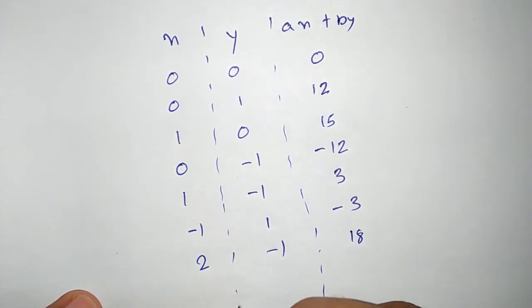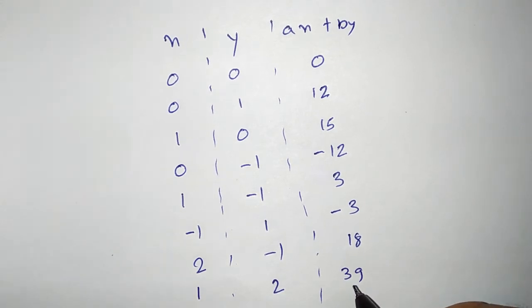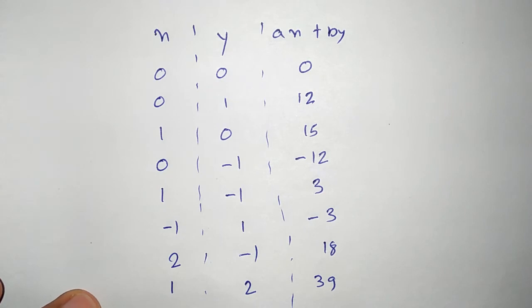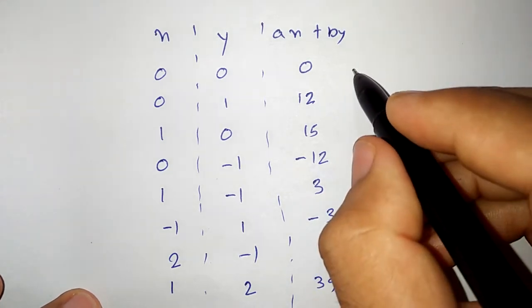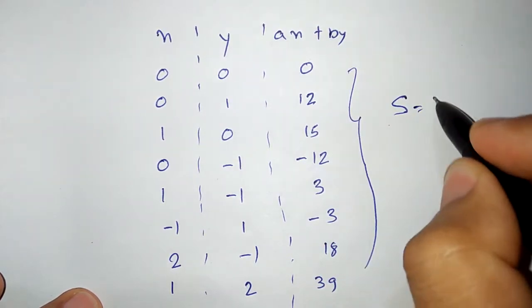And please correct me if I'm wrong. And if I take 1 and 2, it's going to be 39. And if you produce all these linear combinations of these two numbers, it is going to produce a set. Let's call this set S. So this set has all these numbers.